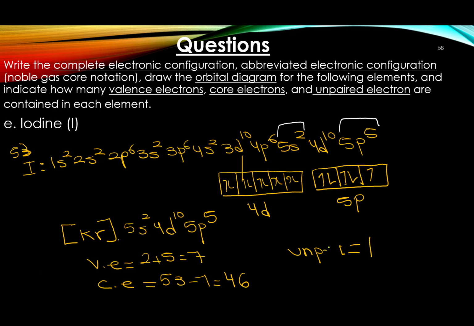Let me rewrite this, it is not written nicely. Then iodine has only one unpaired electron.